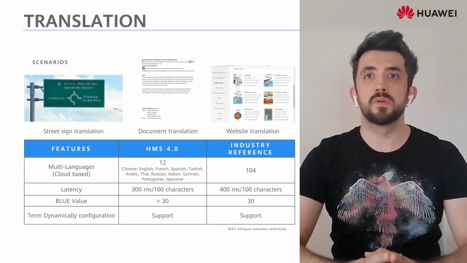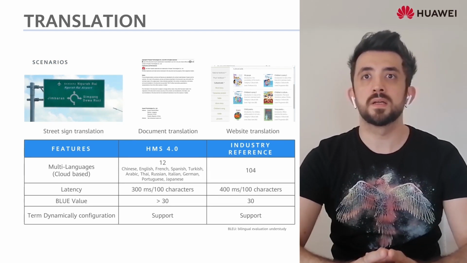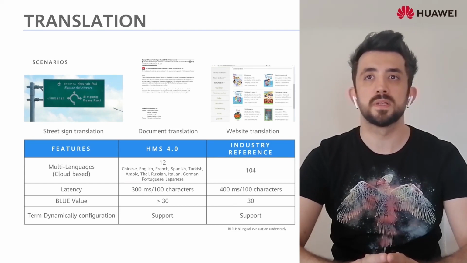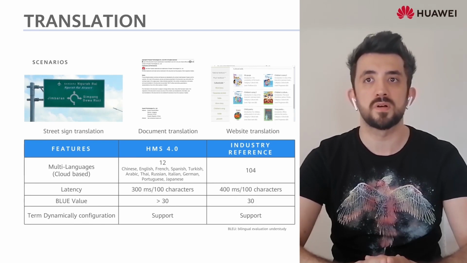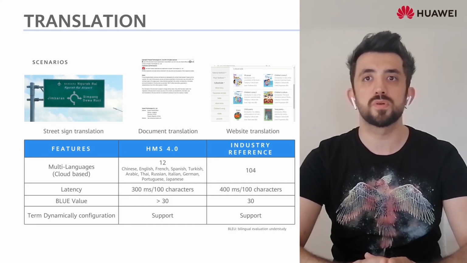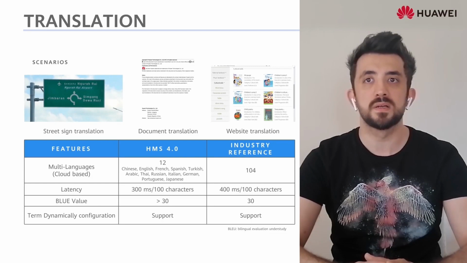Text translation service can detect the language and translate the text into different languages. It can be combined with the previous text recognition service to do photo translation of road signs and street signs, or to translate the entire document or a web page. It currently supports offline translation of Chinese and English, and can translate text online between 12 different languages. Now, let's have a look at our translation demo video.